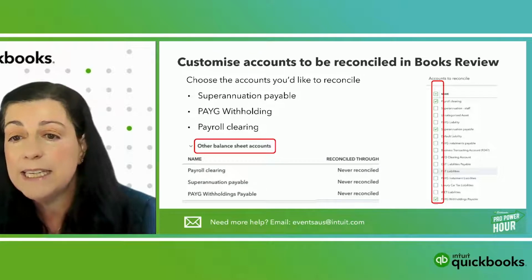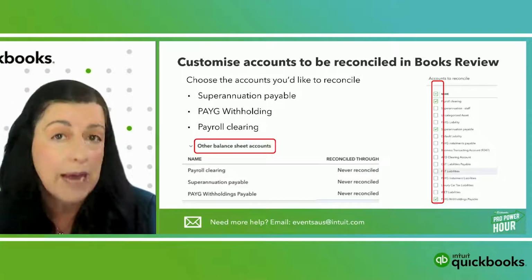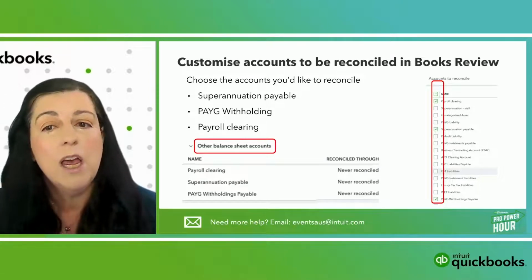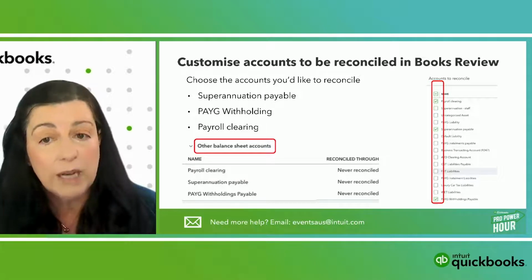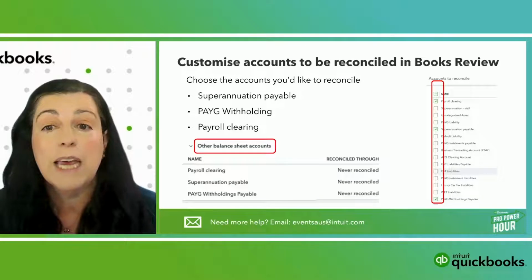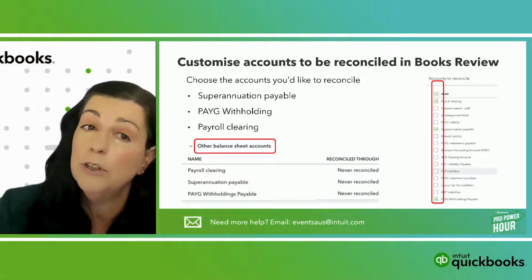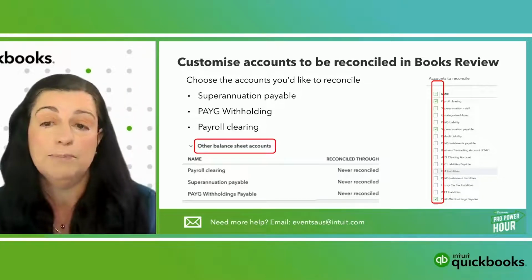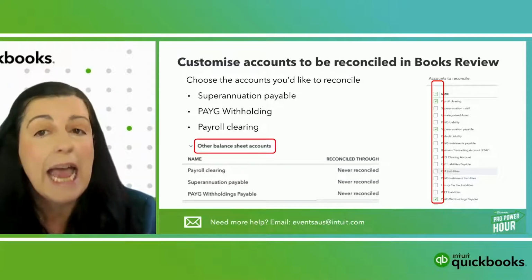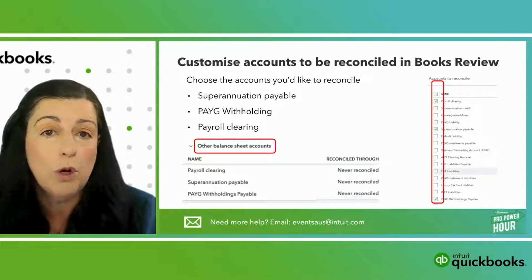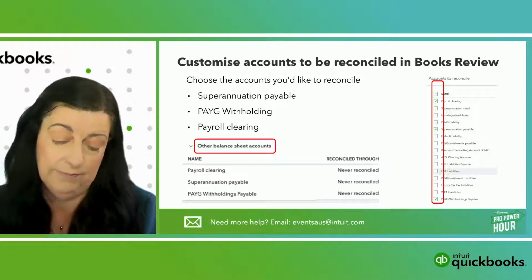But you'll see there's an FBT liability account, there's pay-as-you-go installment liability, luxury car tax. So for clients where those accounts are relevant, we're going to select those. And then obviously we'll be able to access them through our books review. But the idea is to keep our books review really neat and just look at the information that's going to work best for our client.